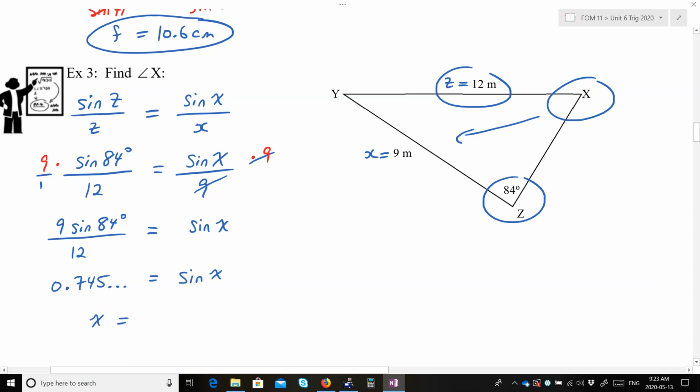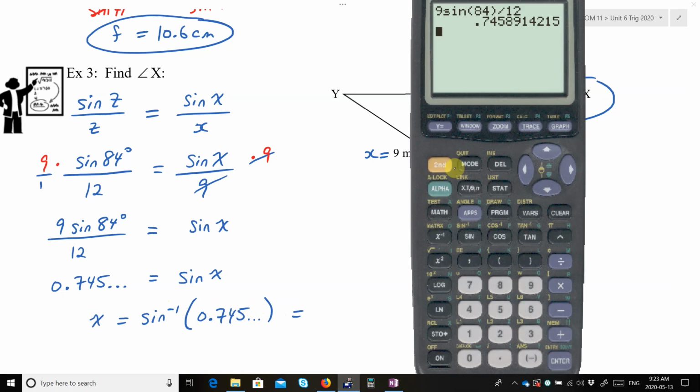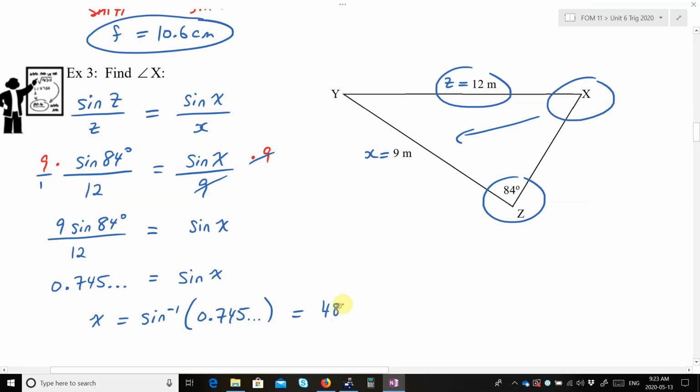So down here then we would say x is sine inverse of 0.745 and all those decimal places. The way to do that is you go second function sine to get sine inverse, and I want that last answer in there. I want the 0.745 with all the decimal places. You see the word answer, ANS, is underneath the negative sign on the calculator. So I go second function negative sign and it puts in the word answer. So it's going to put that whole answer into my sine inverse function, and it will give me an angle of 48 degrees. Boom.